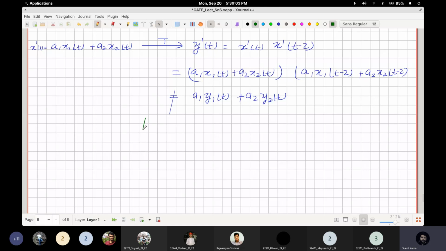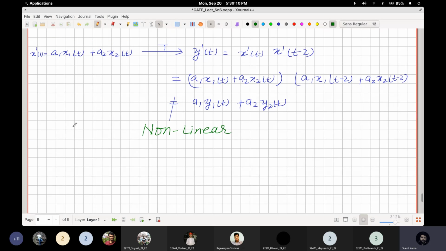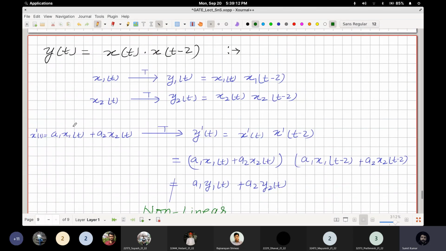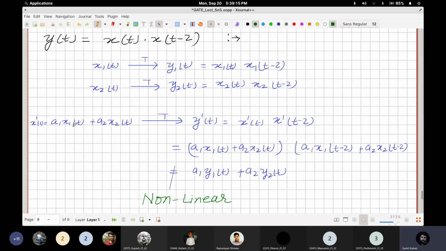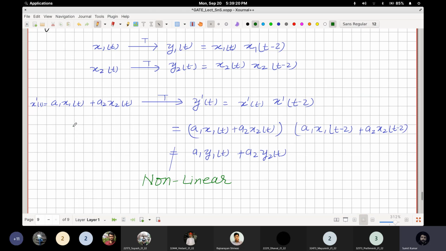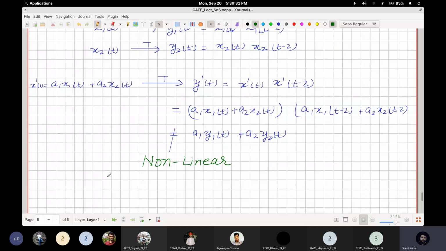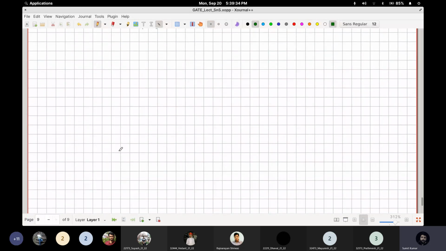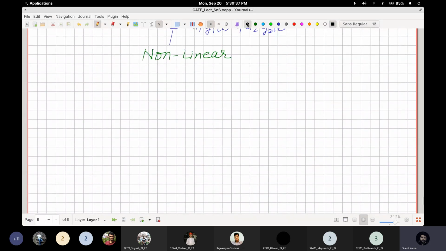ये सिस्टम क्या है आपका? Non-linear है. Okay, so whenever you are multiplying two systems, the result has to be checked every time, but mostly it's going to be non-linear. And sometimes even if you multiply two non-linear systems, there may be a situation where you will get linear. So you always have to check in a situation like this. But mostly it's going to be non-linear.